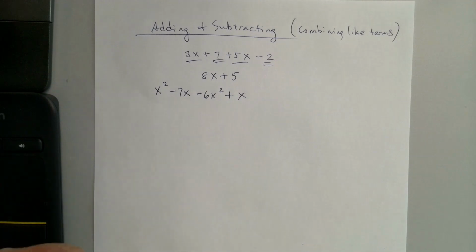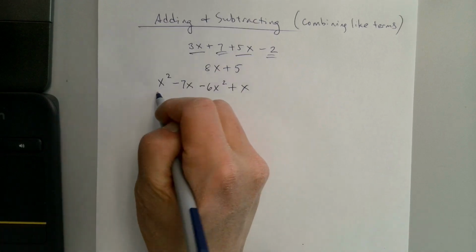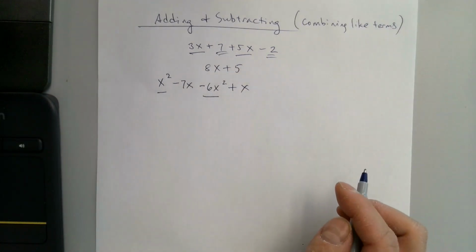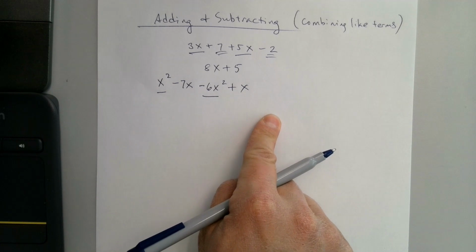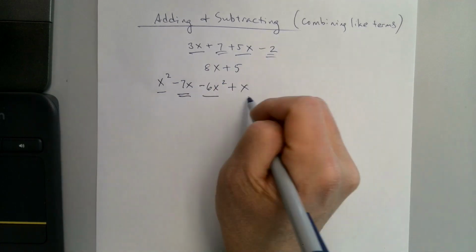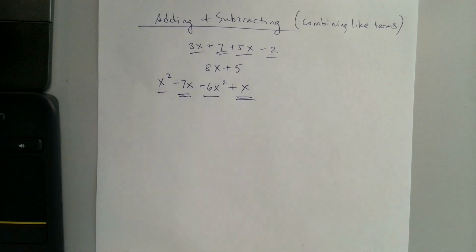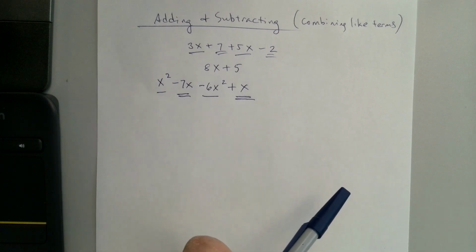Okay, so how to identify like terms? Like terms are terms that have, first of all, the same variables, but they also must have the same exponents of those variables. So x squared and negative 6x squared, those are a pair of like terms in this 4-term polynomial. Negative 7x and x is also a pair of like terms in this 4-term polynomial.